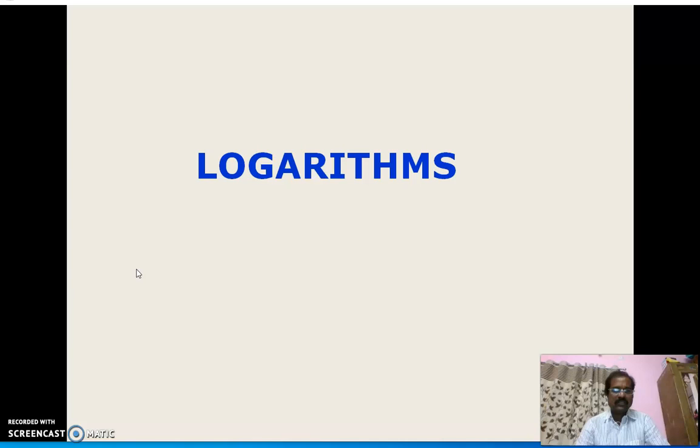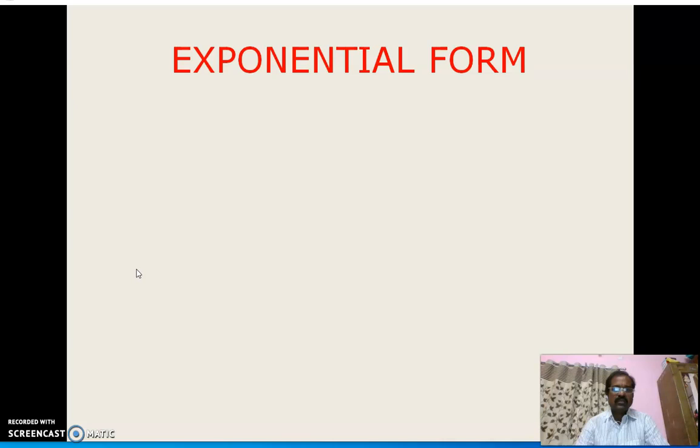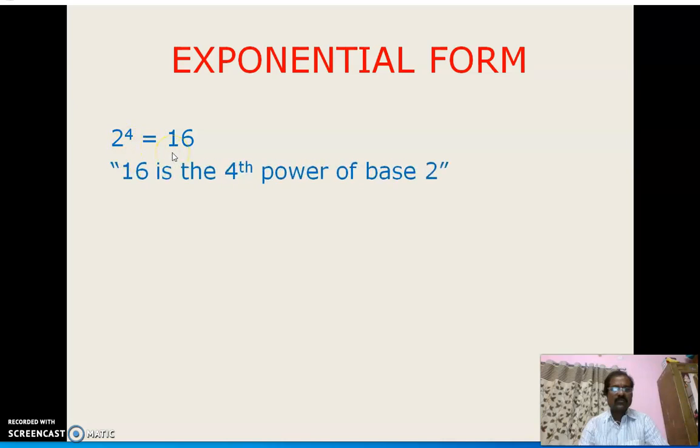Logarithms. Logarithms and exponents are interrelated. Before logarithms, we recall the exponential forms and notations. Exponential form: 2 to the power of 4 is equal to 16. 2 is the base, 4 is the exponent, and 16 is the product. 2 into 2 is 4, 4 into 2 is 8, 8 into 2 is 16. 16 is the fourth power of base 2.